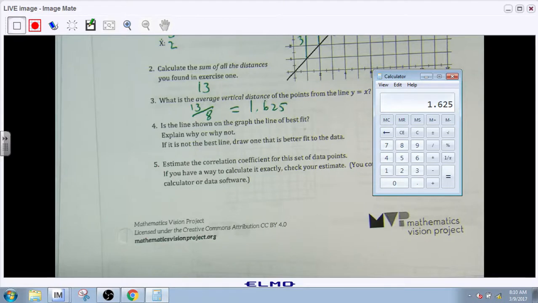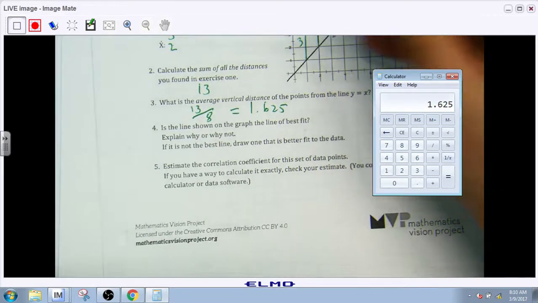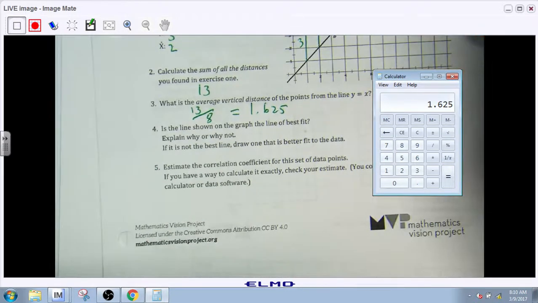And then, is the line shown on the graph the line of best fit? Explain why or why not. If it's not, draw the line of best fit. I do not believe this is the line of best fit because we have 2 points above and then we have all of these points that are on or below.